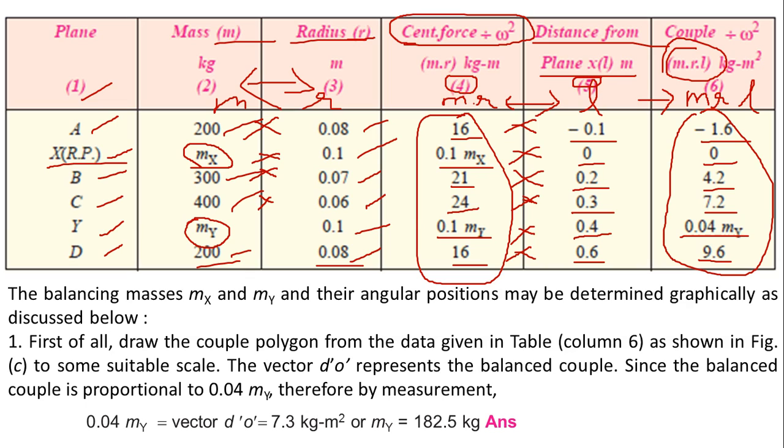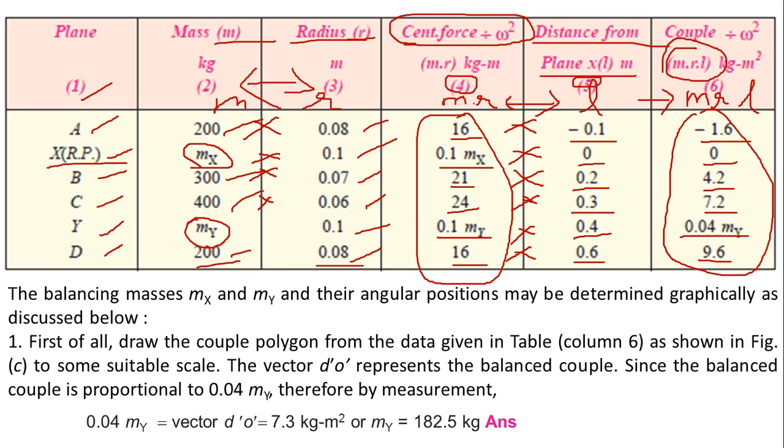Anyone? Sir, couple polygon only, sir. Why? Because you have to understand, in the force polygon, if you draw, there are two unknowns, mx and my. So you have to take two things, and two unknowns means you will not be able to complete the polygon. Whereas if you take the couple polygon, what will happen? Only one is unknown, because one becomes 0 there, and only my you can find out. So first you have to draw the couple polygon and then come back to the force polygon.